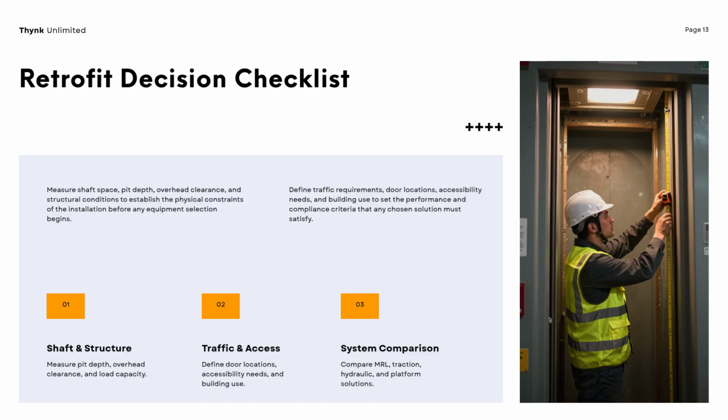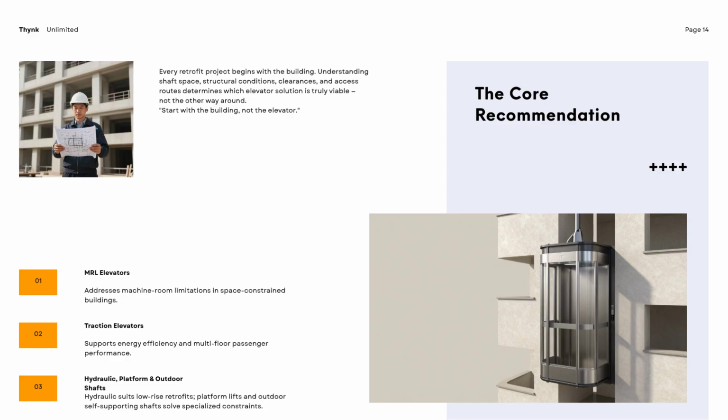Conclusion. So what is the best elevator solution for an existing building? There is no universal answer. An MRL elevator may solve machine room limitations. A traction elevator may provide better energy efficiency and performance for multi-floor buildings. A hydraulic elevator may be suitable for certain low-rise retrofit conditions. A platform lift may work well when accessibility is the main objective. A compact home elevator may be more practical for a private residence. When indoor space is extremely limited, an outdoor elevator with a self-supporting shaft may be the better solution.